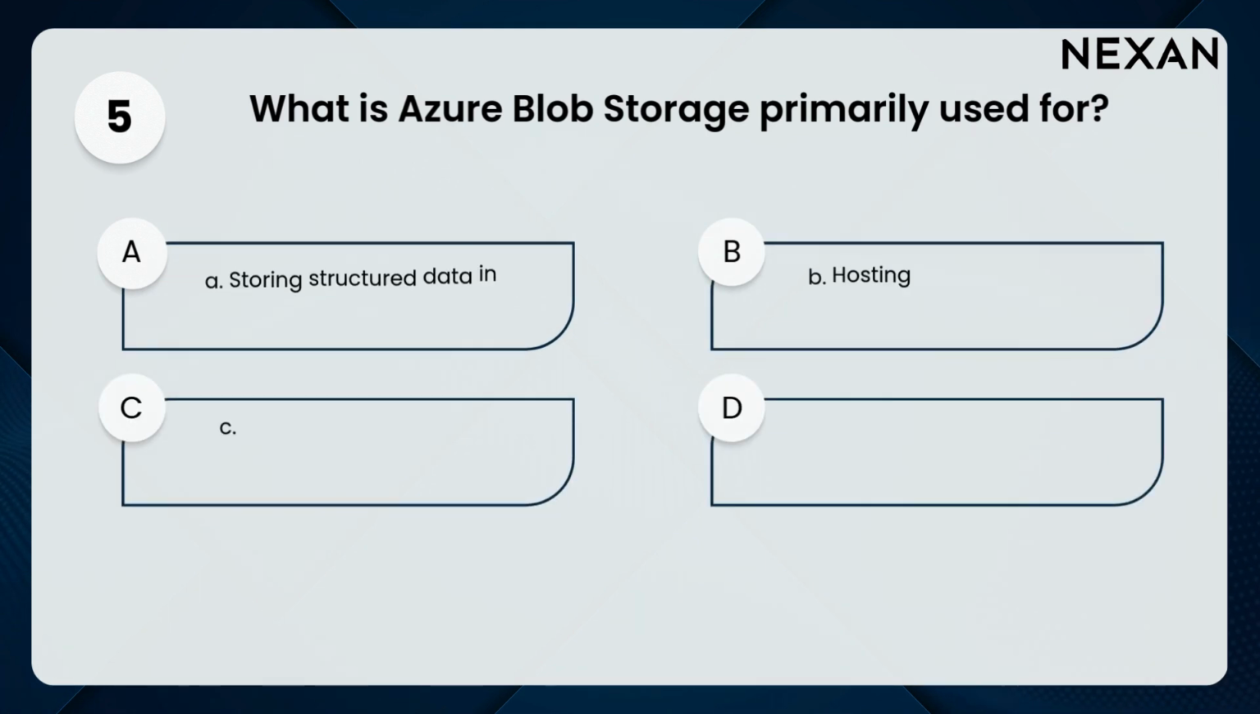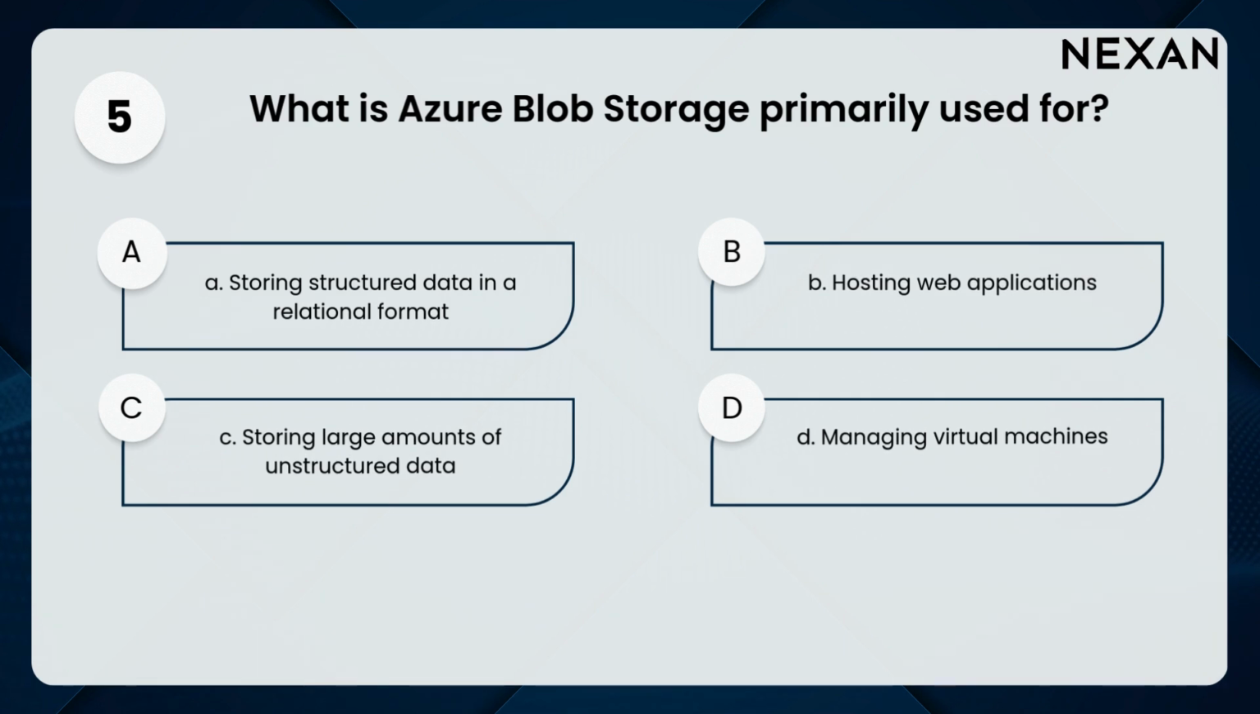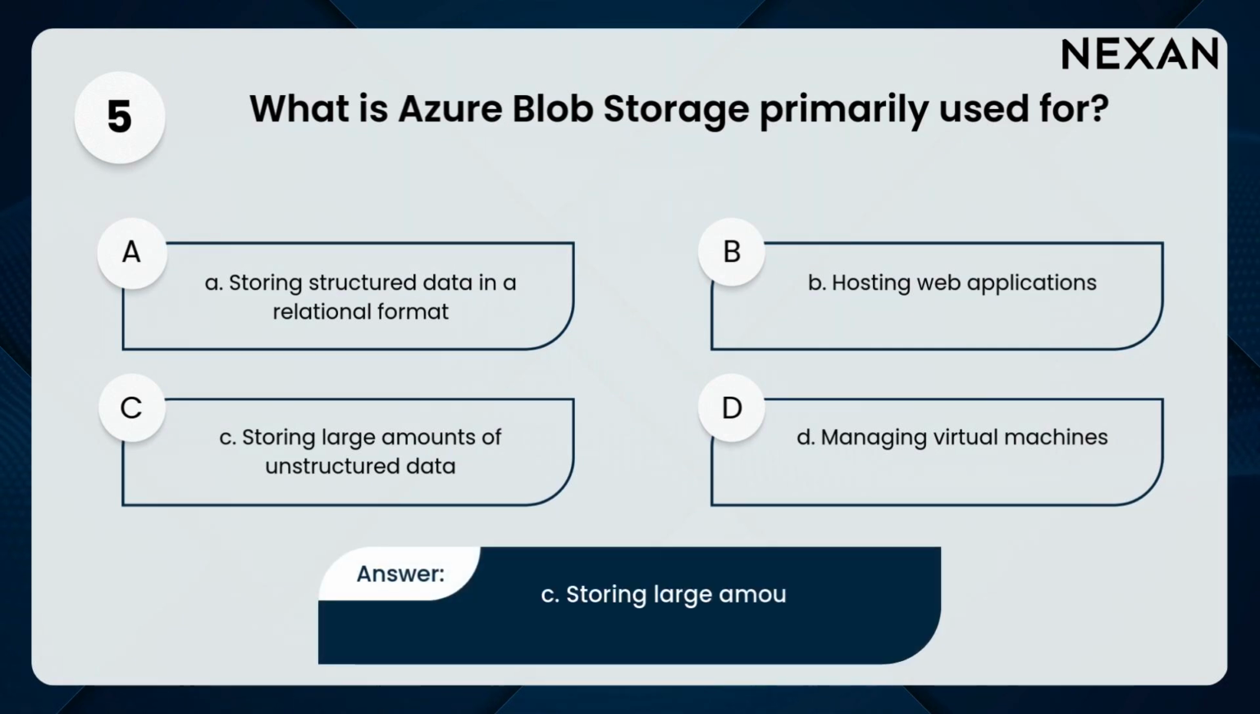5. What is Azure Blob Storage primarily used for? A. Storing structured data in a relational format. B. Hosting web applications. C. Storing large amounts of unstructured data. D. Managing virtual machines. Answer: C. Storing large amounts of unstructured data.